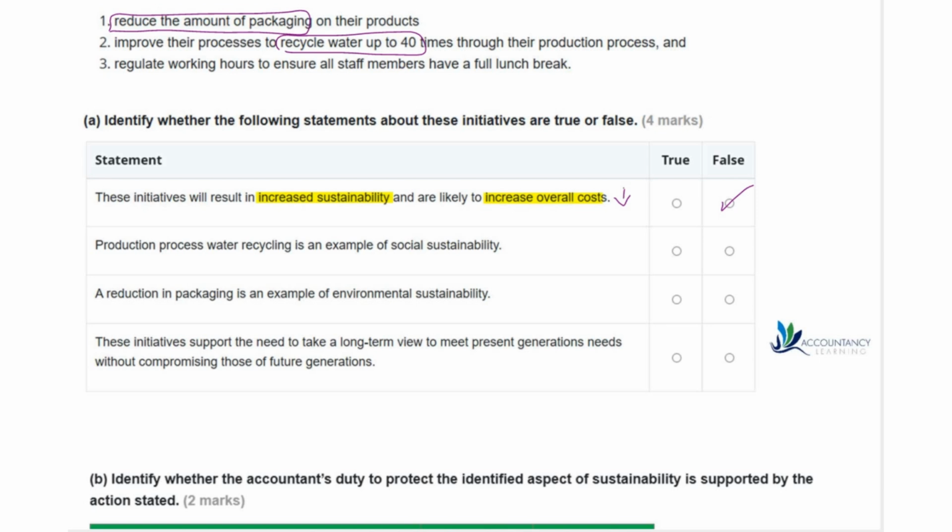Production process water recycling is an example of social sustainability. So no, it's not an example of social sustainability, it will be environmental sustainability. A reduction in packaging is an example of environmental sustainability. Yes, that's true. Reduction in packaging will help the environment. And finally, these initiatives support the need to take a long-term view to meet the present generation's needs without compromising those of future generations. So yes, that is true. That is the definition of sustainability which these initiatives are supporting.